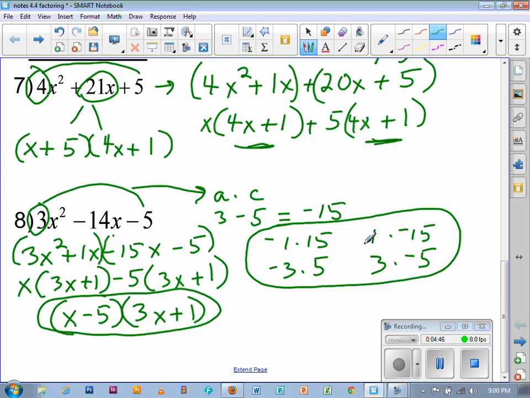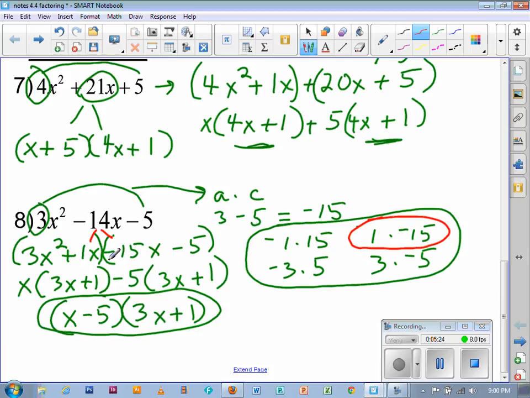Of all these possibilities, I'm going to use, let's highlight this in red, 1 and negative 15. The reason is that 1 plus negative 15 is negative 14. So I rewrote the negative 14x as 1x and negative 15x, which gives me negative 14x. Then I grouped the first two terms and the last two terms. Then I factored an x out of the first two terms. That's the GCF there. The x comes out of the 3x squared and becomes 3x, and out of the 1x becomes 1.